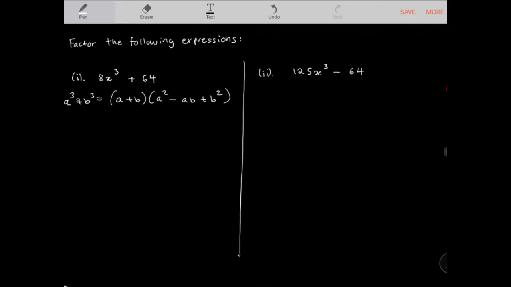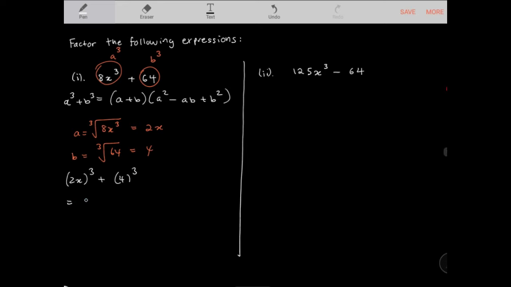So in this scenario, my a cubed term is going to be 8x cubed. So this is a cubed. And my b cubed term is going to be 64, right? So a here is basically the cube root of 8x cubed, which is 2x. And in this case, my b term is the cube root of 64, which is 4. I'm going to rewrite this as 2x cubed plus 4 cubed. And once I use the template, I get 2x plus 4 times a squared, which is 2x squared, so that's 4x squared, minus ab, which is 4 times 2x, which is 8x, plus b squared, which is 16.